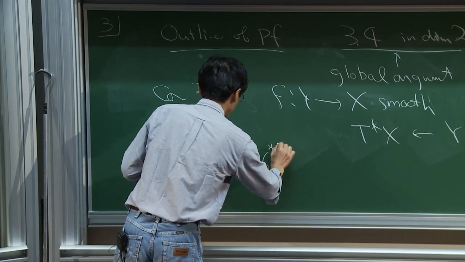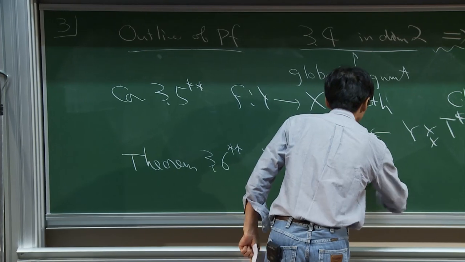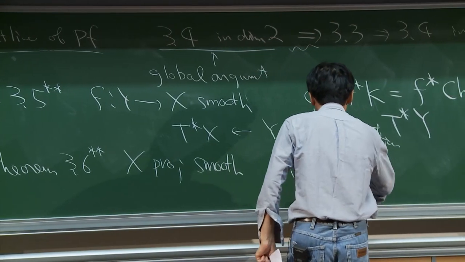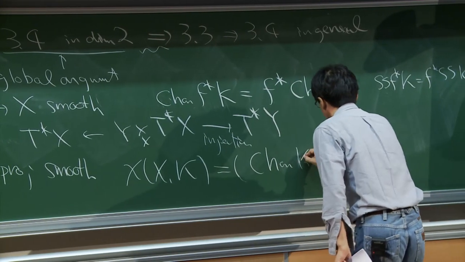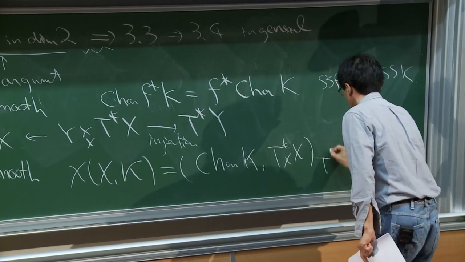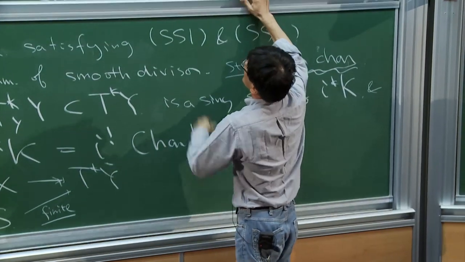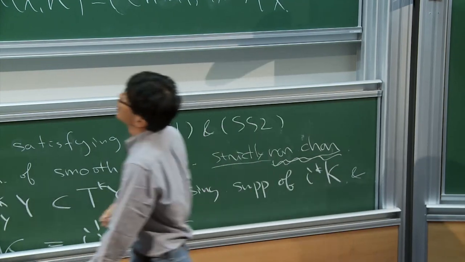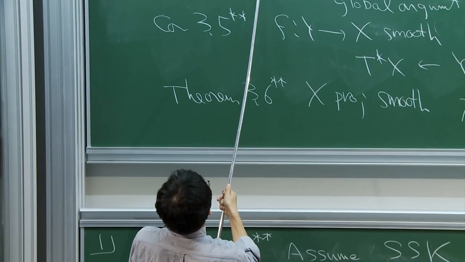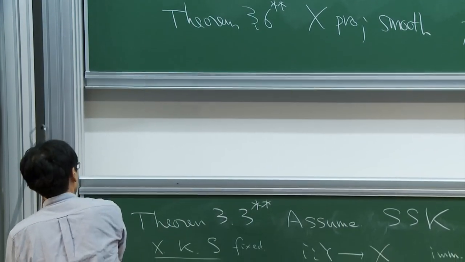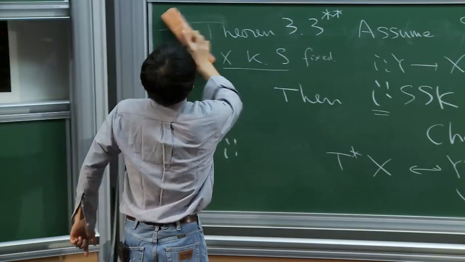And I can also deduce a formula for the Euler number. So if x is projective and smooth, then we can compute the Euler number as the intersection number. Okay, so I will spend some time to explain this. The proof.